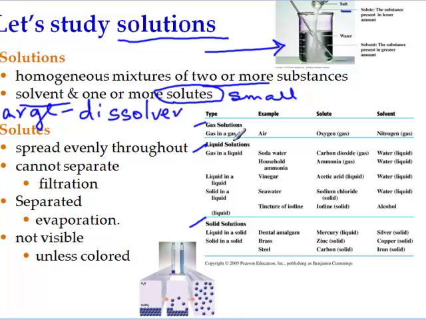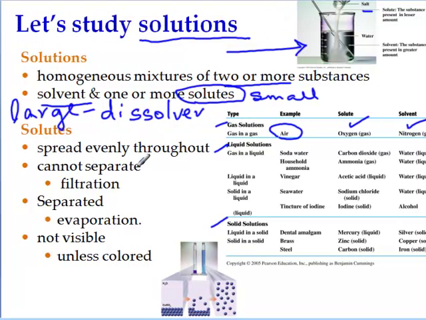For example, air is a solution because we have oxygen gas in a smaller amount dissolved in the nitrogen gas, which is in the larger amount. Whenever we say a medium is a solution, compared to something that's not a solution, it's mainly keeping in mind that it is a homogeneous substance, that is, all of the solute particles are evenly spread throughout.